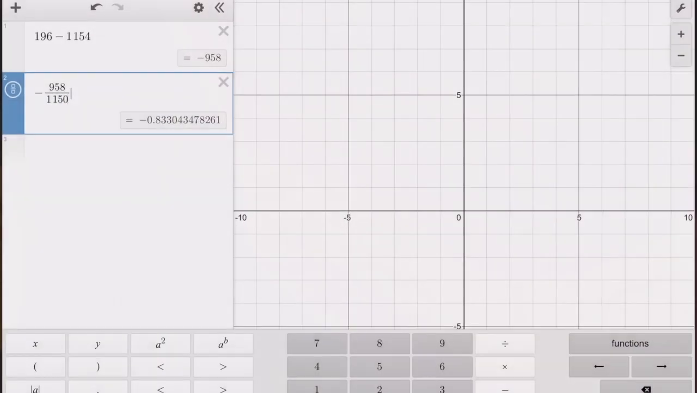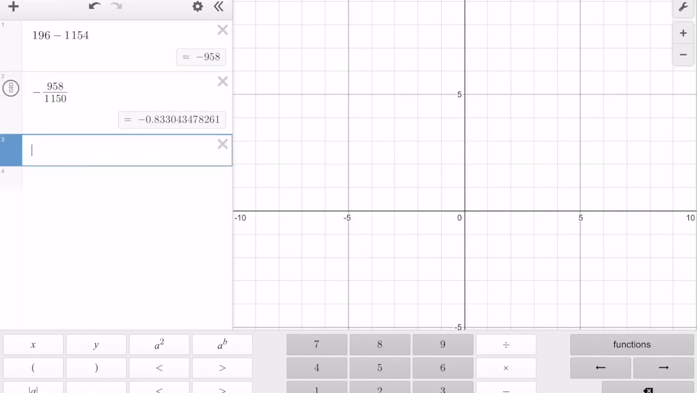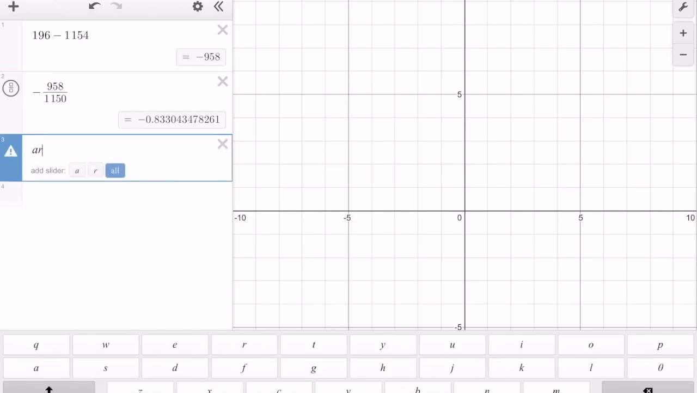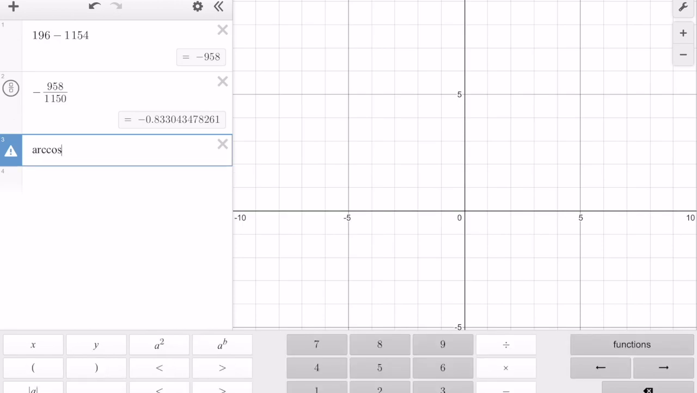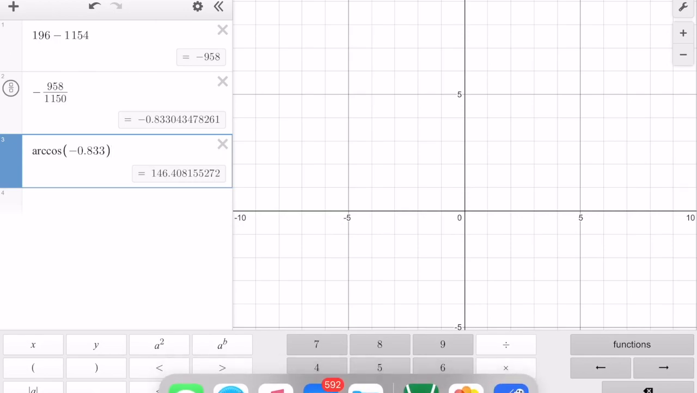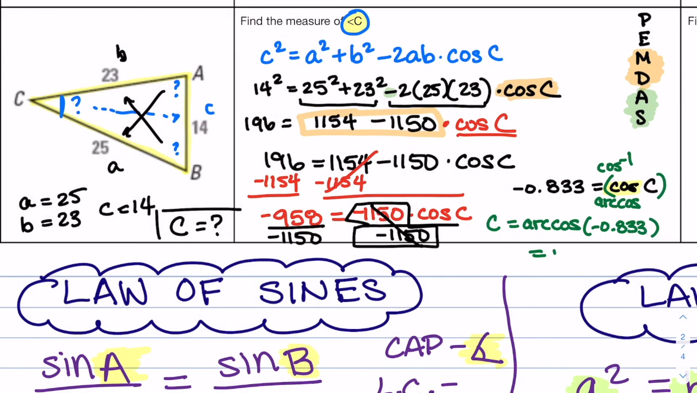Let me go into decimals. Arc cosine of negative 0.833. And we can see that the angle is 146.41.